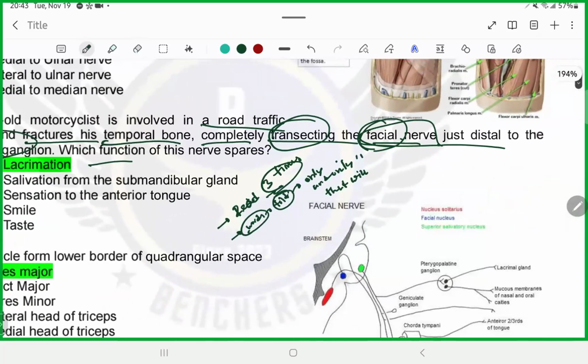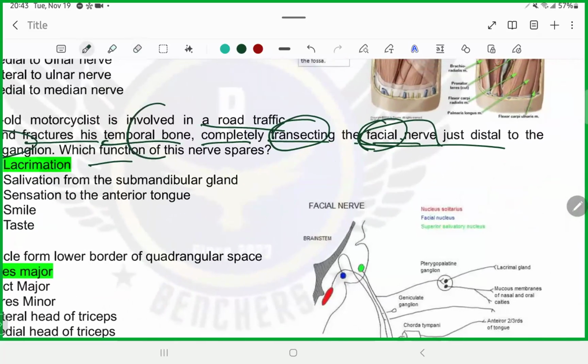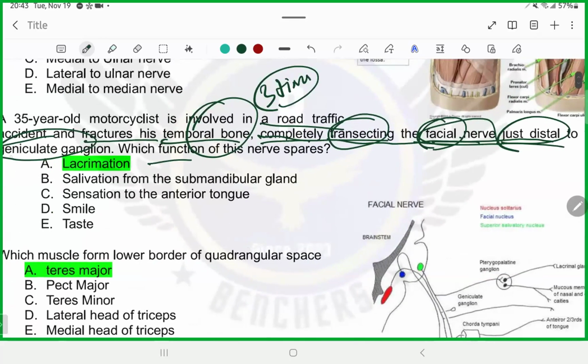Every time I told you about facial nerve, you read this stem three times. Completely transecting facial nerve just distal to the geniculate ganglion. How many times have I told you that if they give you a question from facial nerve, they will involve geniculate ganglion, and they will tell you that the injury is distal or proximal to geniculate ganglion, or distal or proximal to stylomastoid foramen. But most of the time I told you about geniculate ganglion.